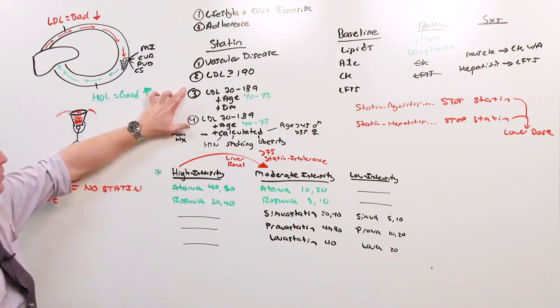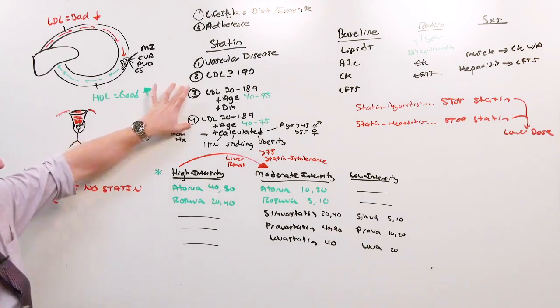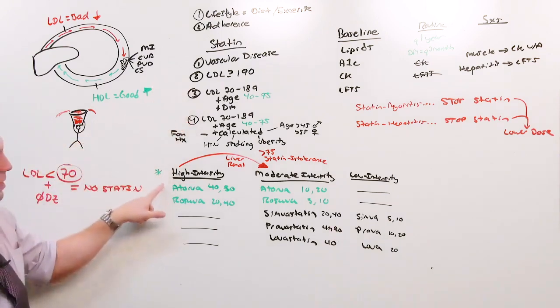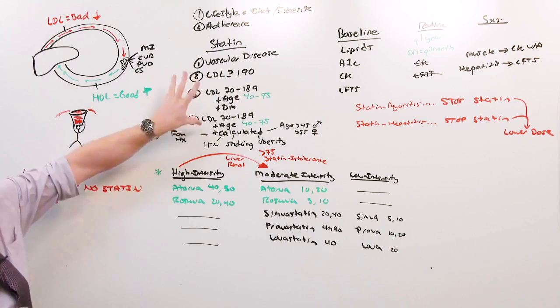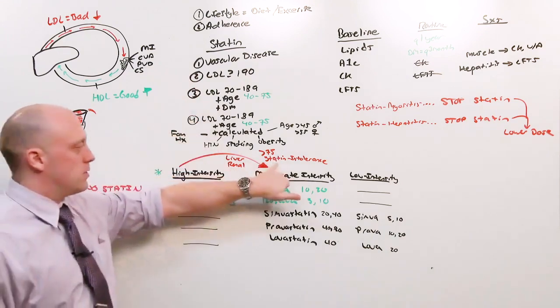Here's where you want to spend most of your time memorizing to get the answer right. High-intensity statin is atorvastatin or rosuvastatin. All these patients are supposed to get high-intensity statin unless they can't handle it: greater than 75, statin intolerance, liver and renal.